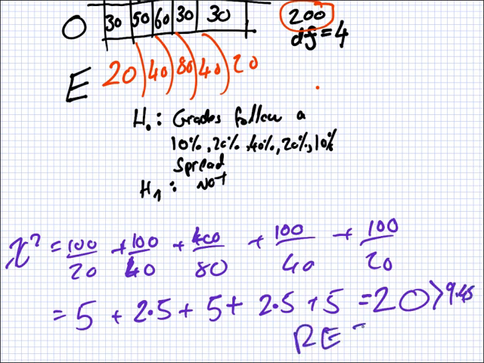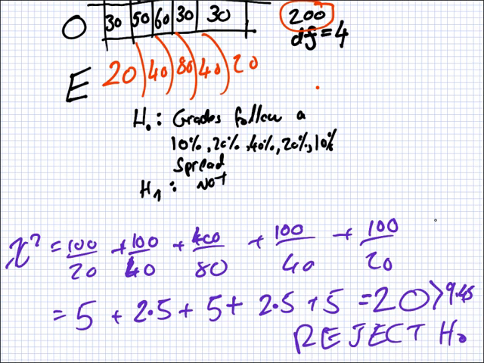I have a question. Yeah. For the expected values, I just did 200 times 10%, 20%, 40%. I too, I still got the 20. You just did 200 divided by 5, 40, 40. What's it for?